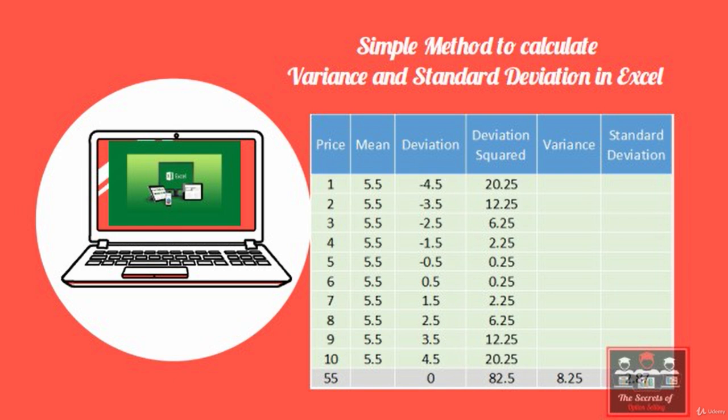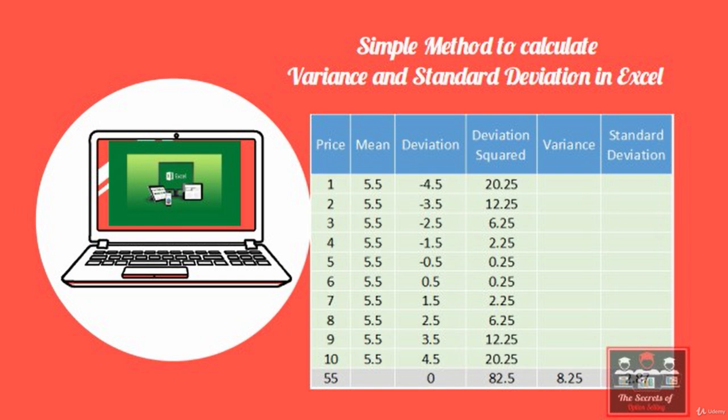Square this deviation. This means eliminate all the negative values. And the squared deviations together in our example equal 82.5. Divide the sum of the squared deviations, that is 82.5, by the number of data values, that is 10. You will get 8.2, which is called the variance.